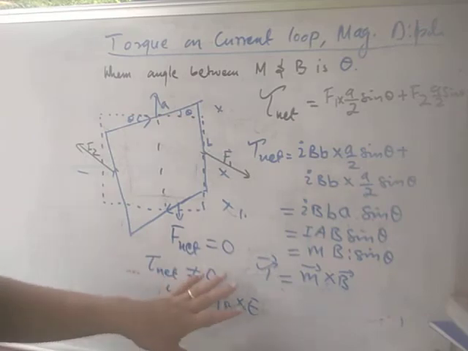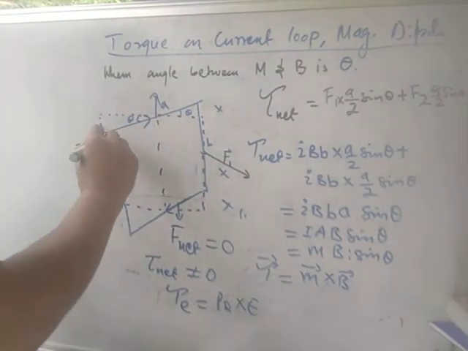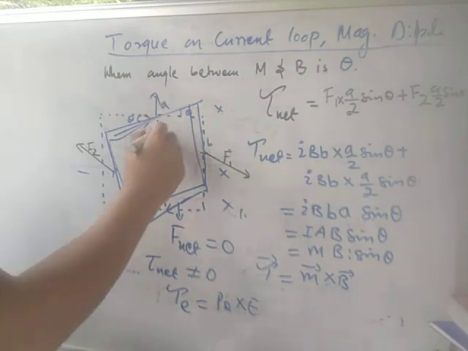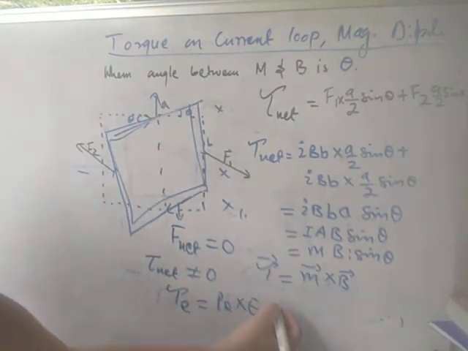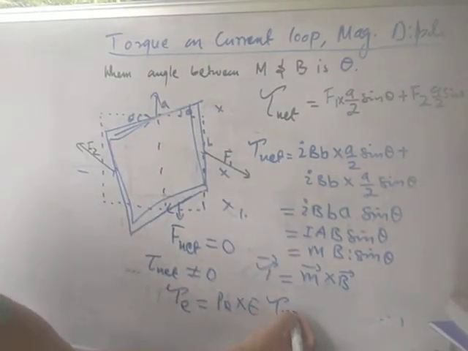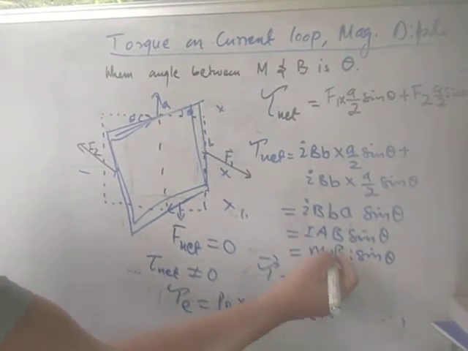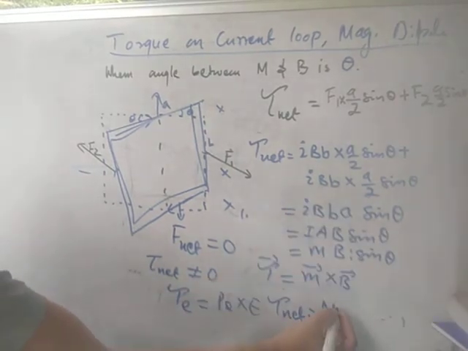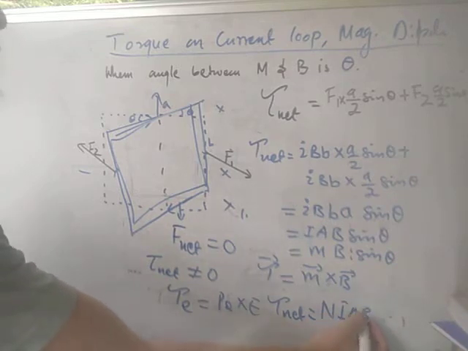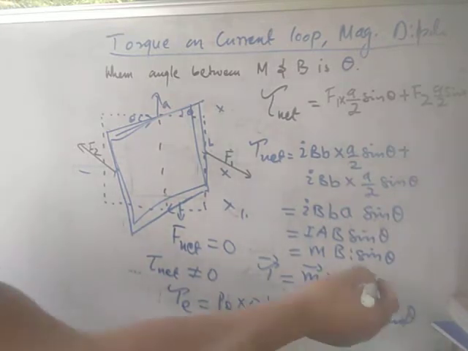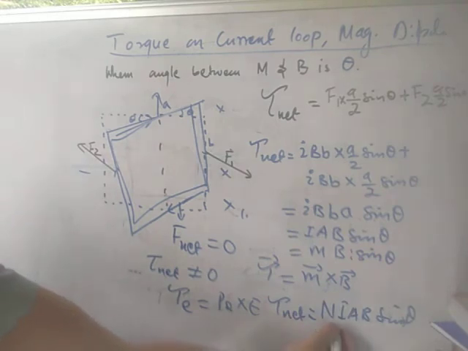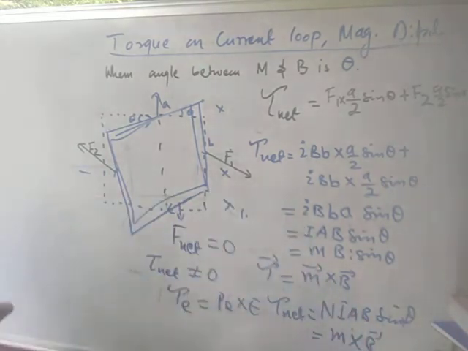Sometimes they may say there are n turns of coil, so you just multiply the torque by n. Net torque equals n I A B sin theta, okay? And again you have N I A as M, so you leave it again as M cross B, clear?